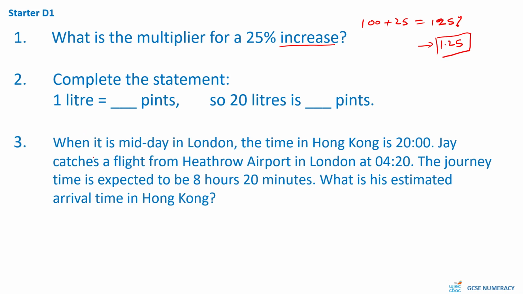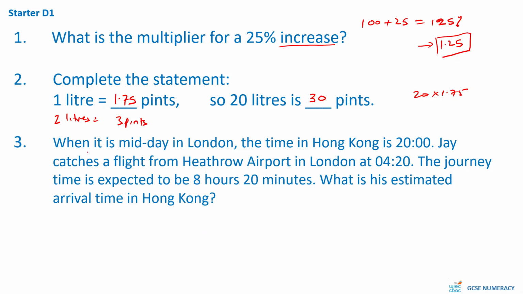Metric to imperial conversions, you have to know. Okay, you have to know the unit. 1 litre equals 1.75 pints. So 20 litres is going to be 20 times 1.75. Might be easier if you do 2 litres equals 2 times 1.75, which is 3 pints. So 20 would be times 10 and times 10, 30 pints.